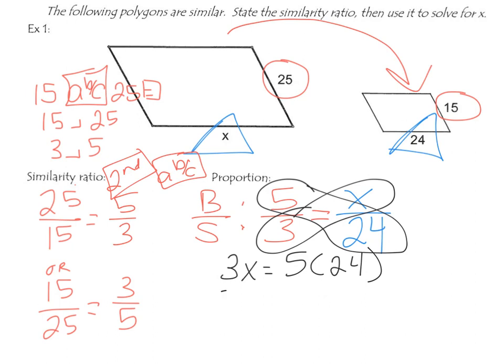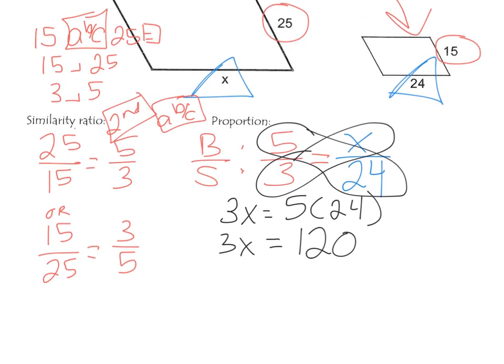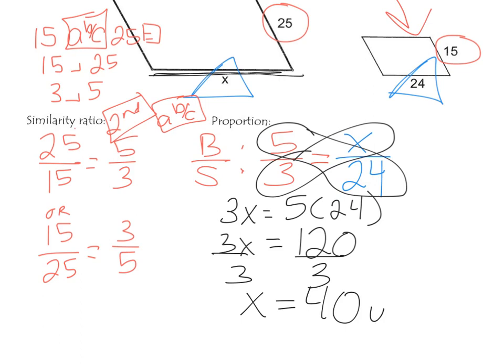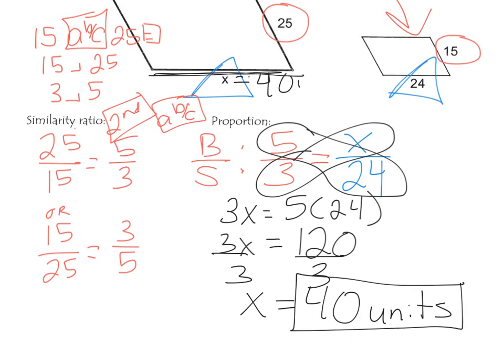All right, so 3x equals 5 times 24 should give you 120. And then we can divide both sides by 3, and x will equal 40. And since this is a length, it's 40 units. So the length of this side right here is 40 units. There are 2 more example problems on the back of this that we'll walk through.